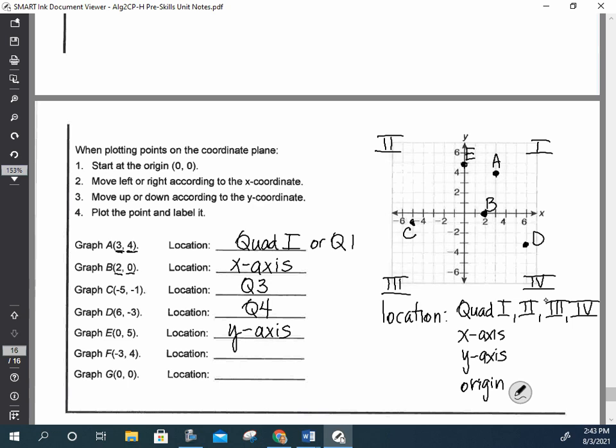So to finish this off, point F: 3 to the left, 1, 2, 3, up 4, 1, 2, 3, 4. So now we have something in quadrant number 2. And point G is the origin. (0, 0) is right smack dab in the middle, and that is your origin. That's your starting point.